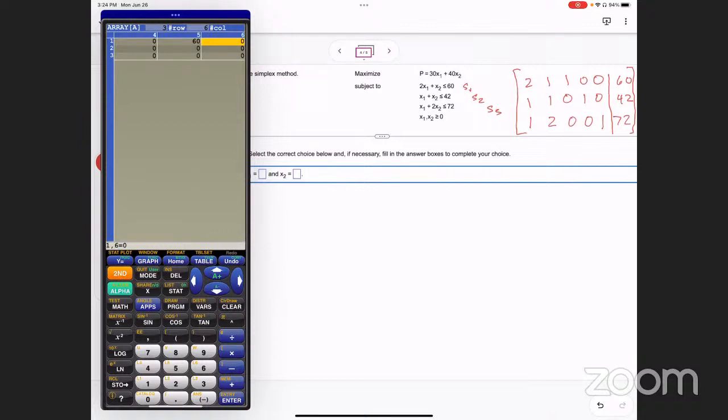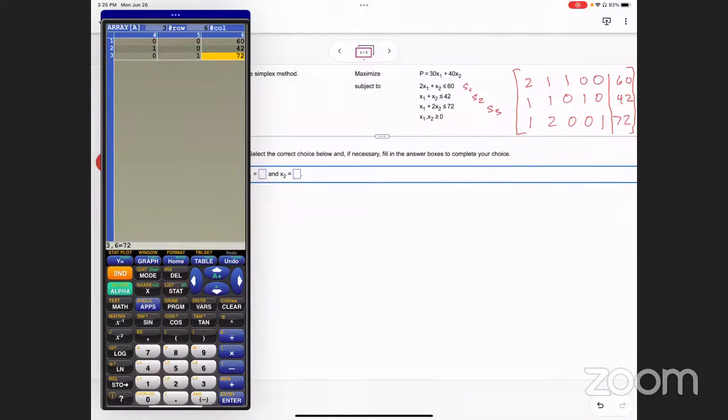Wait, what was the matrix? It was a 6 by 2. I might have mixed one. Yeah, it's a 3 by 6. 3 rows by 6 columns. So 2, 1, this should be a 1. Then a 0, 0, and then a 60. And then 1, 1, 0, 1, 0, 42, and then 1, 2, 0, 0, 1, 72.